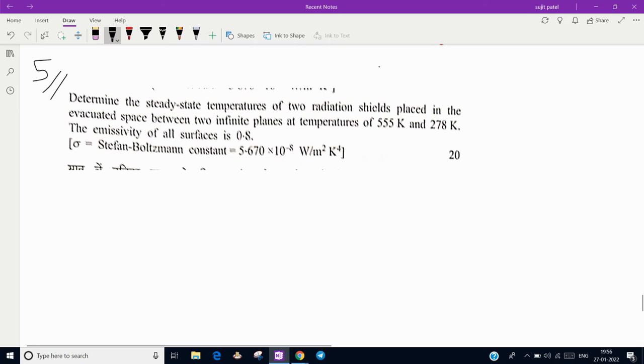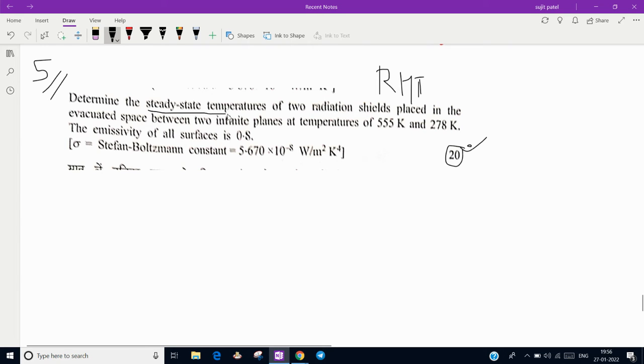And this is from Radiation Heat Transfer, Numerical of 2021. It is a 20 marks question, a very good question. You can score easily. Here, the question is: determine steady state.